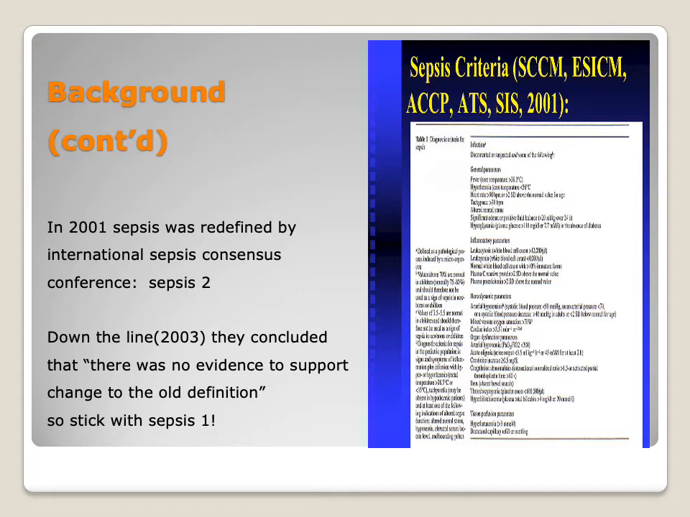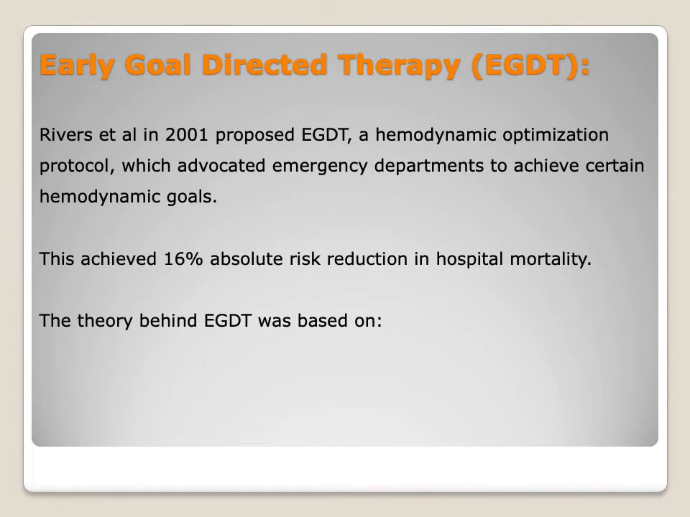the International Sepsis Consensus Conference as sepsis 2. The definition was expanded and it included inflammatory parameters, hemodynamic parameters, and tissue perfusion parameters. Down the line in 2003, they concluded that there was no evidence to support the change to the old definition, so we stick to sepsis 1.